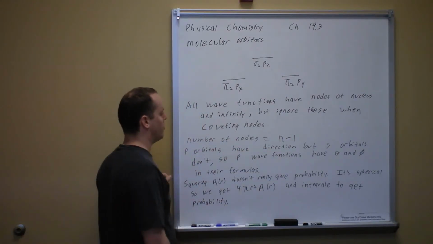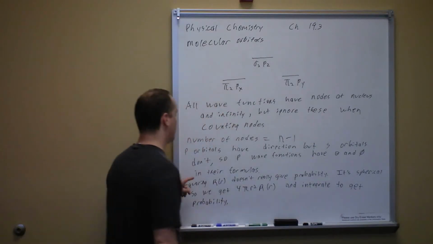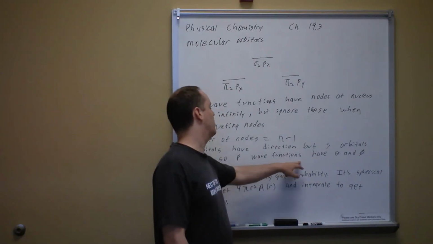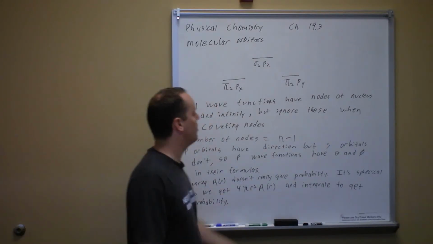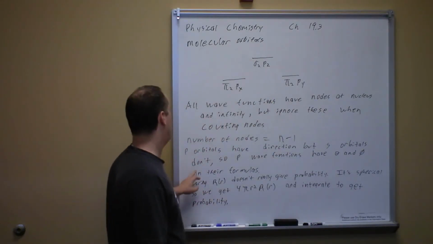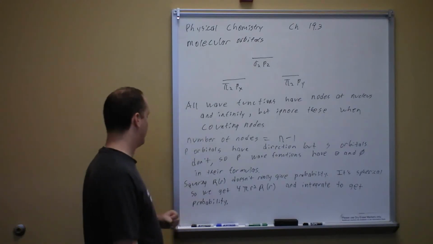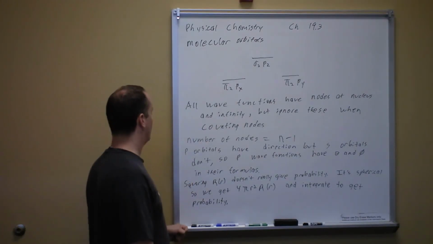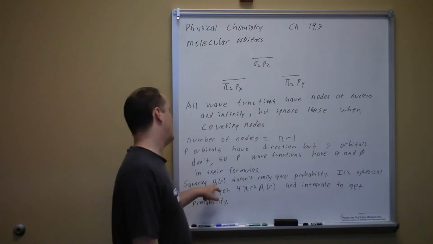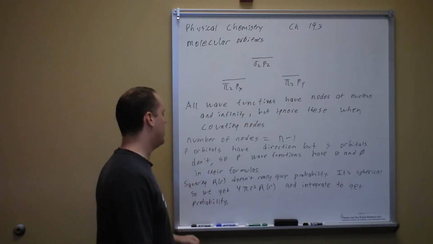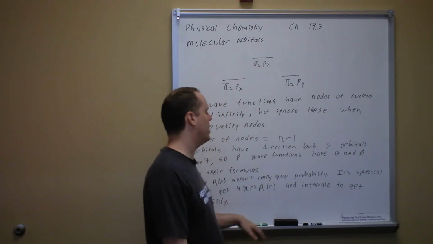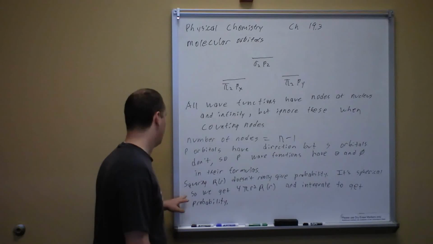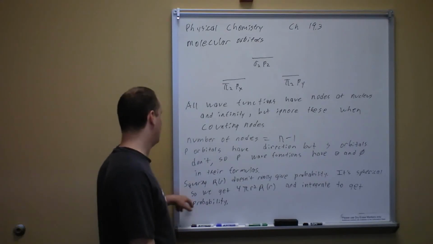Now p orbitals have direction, but s orbitals don't. Remember we showed before, s orbitals are spheres. So the p wave functions are going to have the angles theta and phi in them, but the s orbitals did not. They just had r in them. Now, keep in mind, we had this formula on the previous slide for R. And just the function R by itself doesn't give you the probability of finding the particle anywhere.